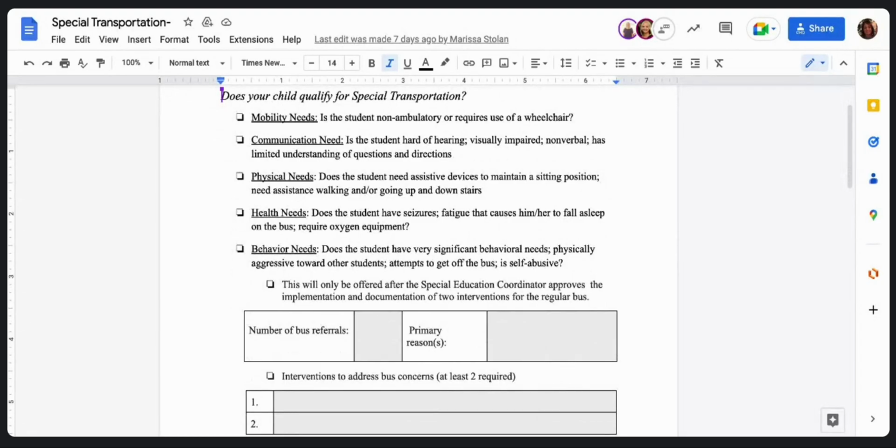All right, thanks, Marissa. So we created this document to help support you when you're in IEP meetings or having discussions regarding special transportation.